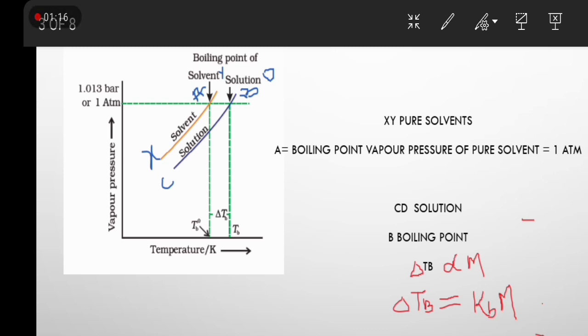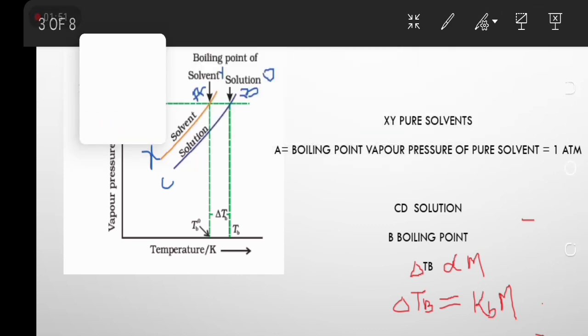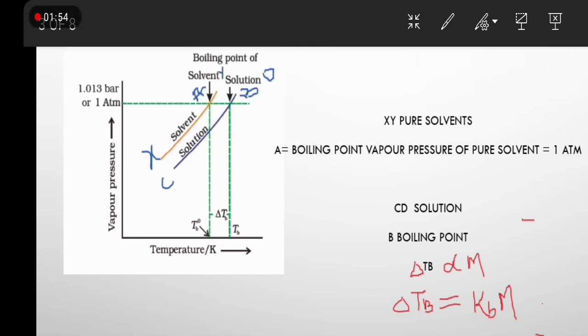Now let me explain what is happening here. Because we are adding a non-volatile solute, the vapor pressure at that particular temperature, which is P0, is going lower. So the vapor pressure clearly has gone down. Because of this, again, to reach that particular state where the vapor pressure of the solution becomes equal to the atmospheric pressure, you will have to boil that solution higher, or take that solution to a higher temperature. This change in boiling point is called delta TB.